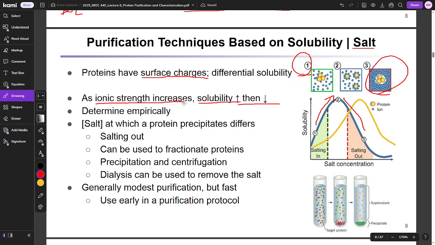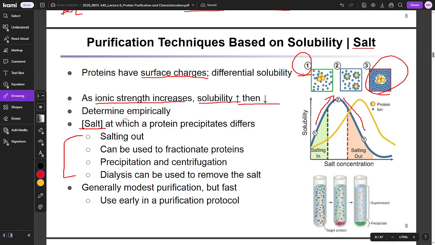Okay. So, like I said here, the salt concentration at which a protein precipitates is different. Some proteins will precipitate at much higher salt concentrations, and some will require much less. Other than that, I don't think much else of this stuff is important. Dialysis is cool. Basically, you just remove salt using osmosis, or chemiosmosis. It's pretty cool, but other than that, I don't think any of this is really that important.